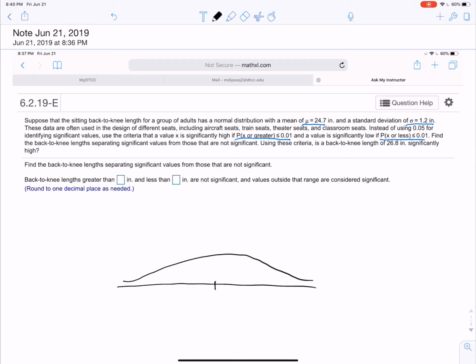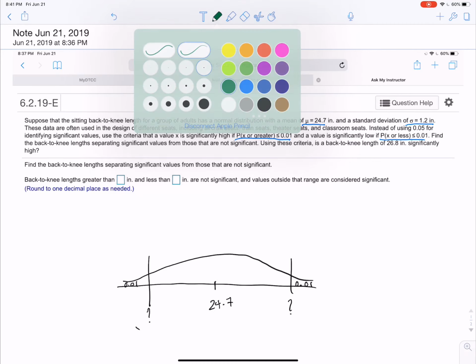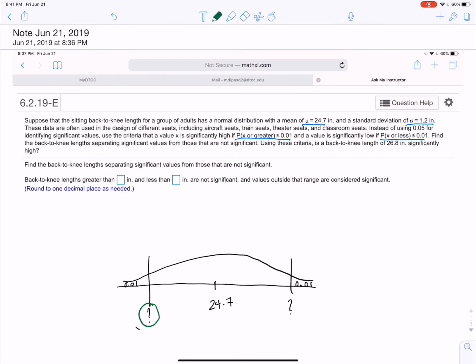So essentially what they're telling us is if we have a normal distribution and we know that smack in the middle with our mean is 24.7, they want us to find the z-score over here that has an area of 0.01 to the left, but not the z-score, the actual data value. And same thing over here, they want us to find the data value that has an area of 0.01 to the right.